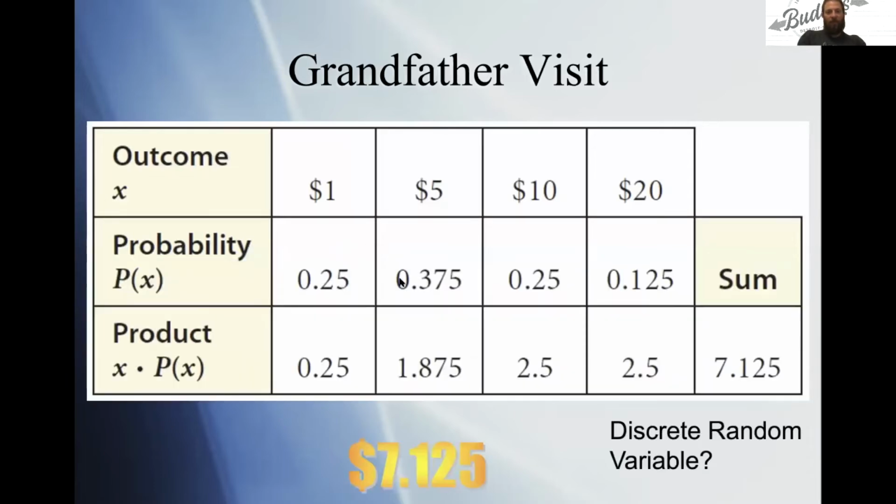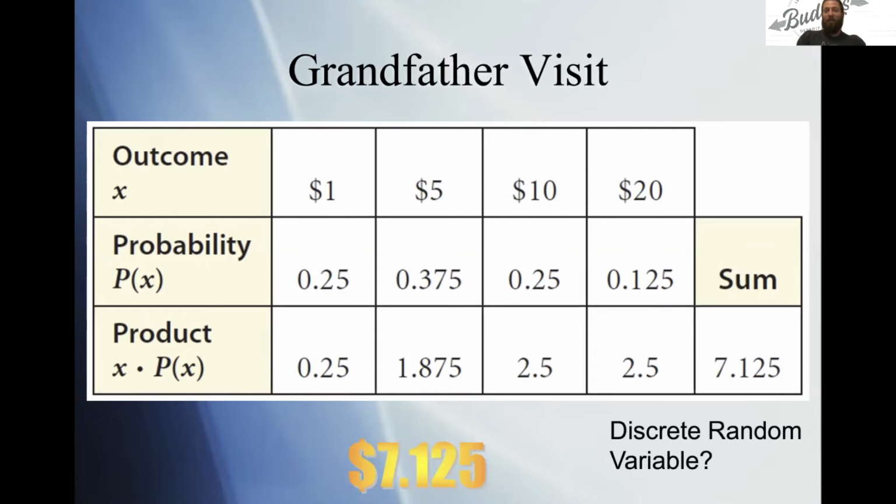All right, here's your 25% chance, 3/8, 2/8, and 1/8. Now, this third line, they already did it for you, but what you're going to do is take the value and multiply it by its probability. So 1 times 0.25 is 0.25. 5 times 0.375 is this. 10 times that is that. 20 times that is that. And then your expected value, the average value, will be the sum of all those, which in this case is about $7.12 or 13 cents.